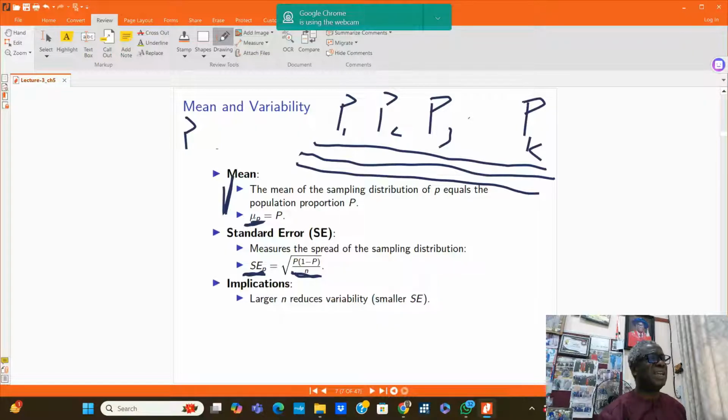So, the implications of this result is that when your sample size is large, as you notice, the denominator n is the sample size. So larger sample sizes will reduce variability. In other words, the more samples you take, the more variability reduces, and the implication is that you have a better estimate with a reduced variability.